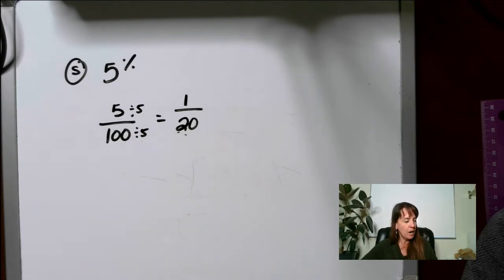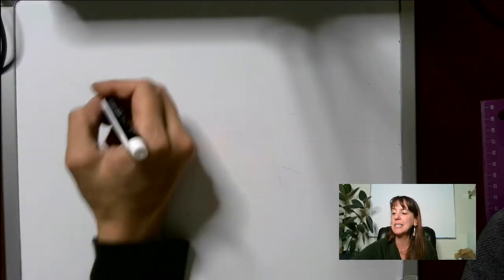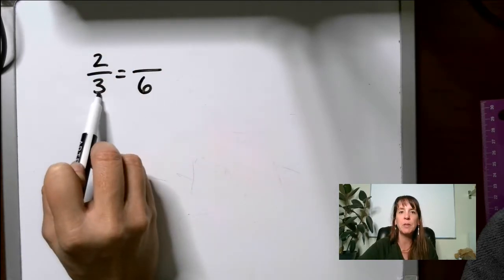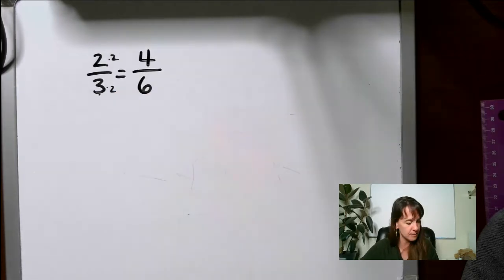All right, so for T, it says, find a fraction equivalent to 2/3 that has a denominator of 6. 2/3 that has a denominator of 6. I need to multiply this by 2, which means I need to do it upstairs as well and get 4/6.